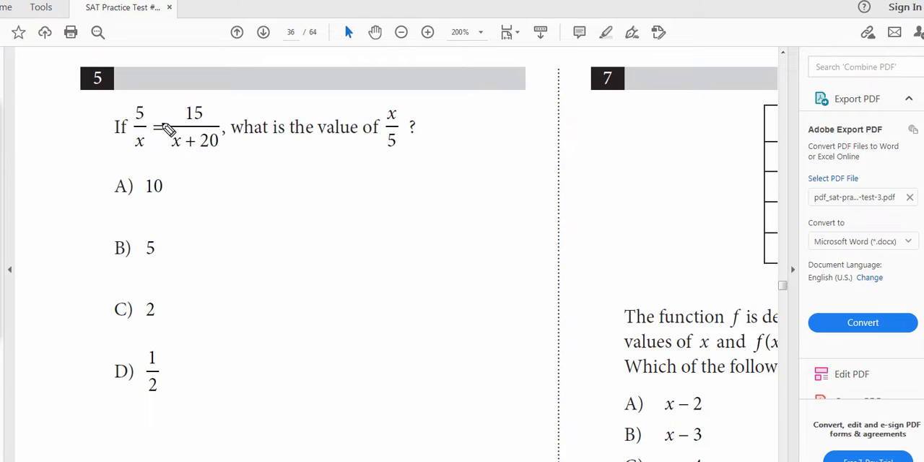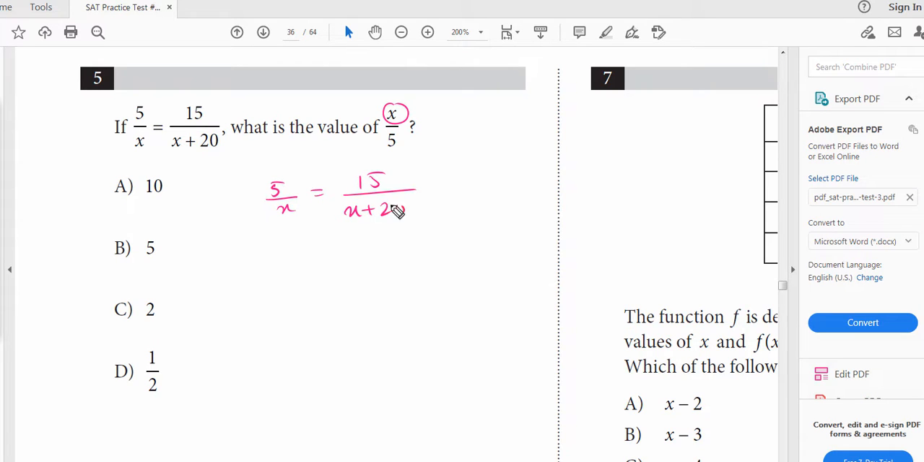Alright, now the next question, it says if 5 over x is equal to 15 over x plus 20, what is the value of x over 5? So we have to work out the value of x over 5. Now for that purpose, I have to work out the value of x, then I'll just insert it into this expression and I'll get the answer. So the equation is 5 over x equals 15 over x plus 20.